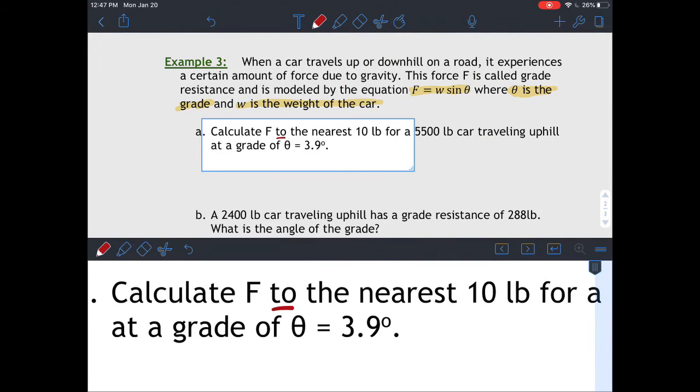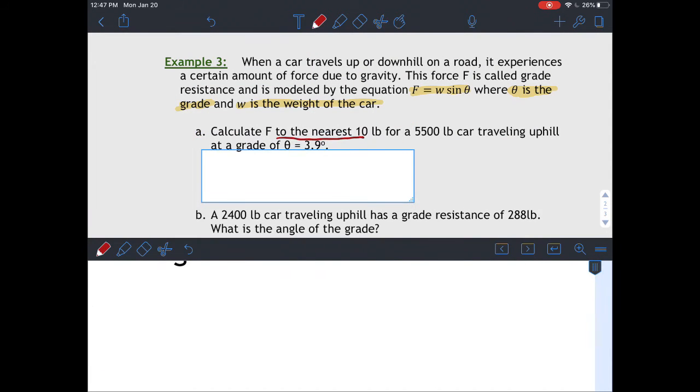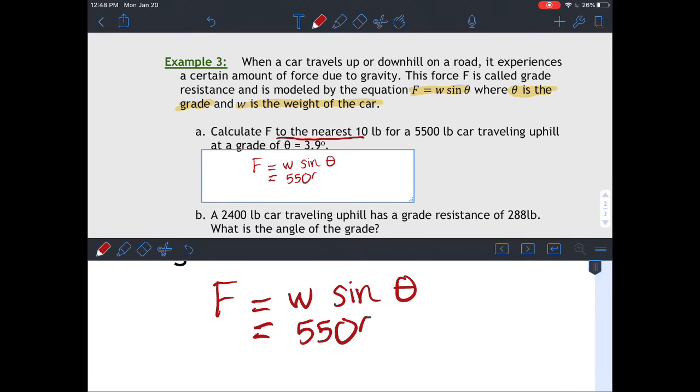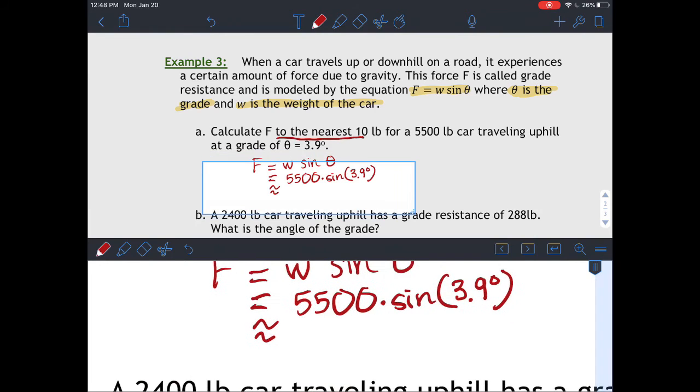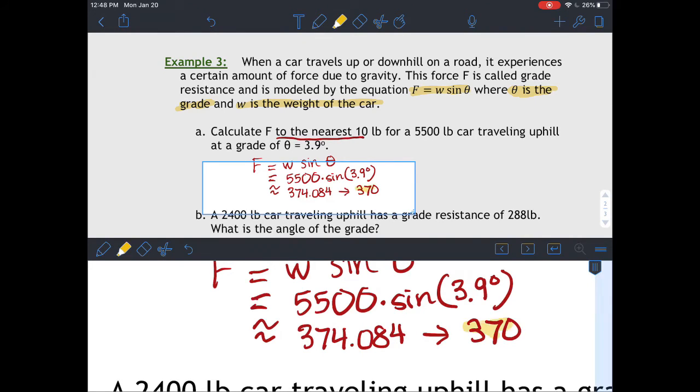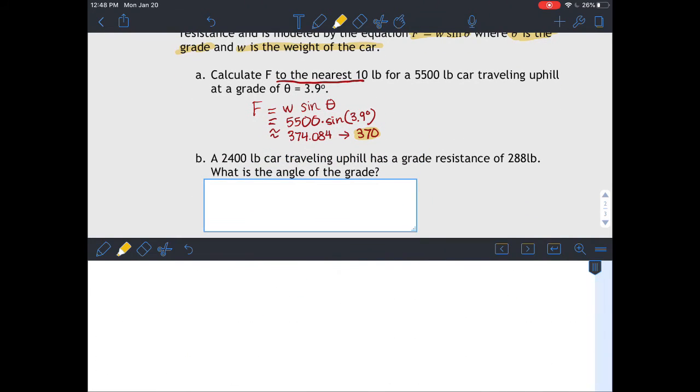All right, a little bit of a word problem dealing with cars traveling up or down hills pressed on by force of gravity. So you've got this equation that gives you the grade resistance, it's called, pressing down on a car that's traveling uphill. Basically, we're just going to plug in our values, W for our weight, and our angle theta inside of our sine function, multiply them together, and that'll give you your grade resistance, approximately 374, which we're supposed to calculate to the nearest 10 pounds, so 370 pounds of grade resistance.